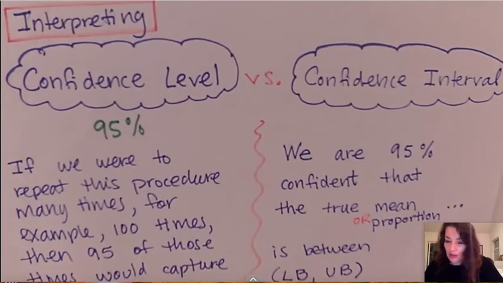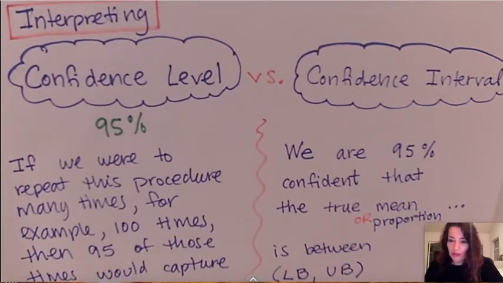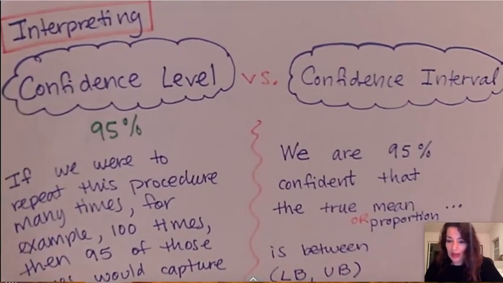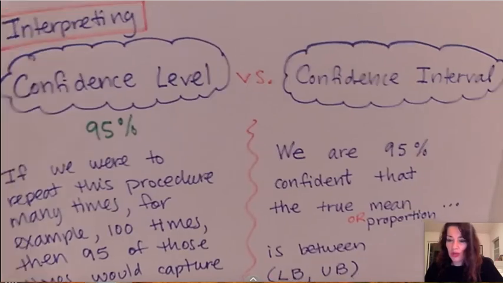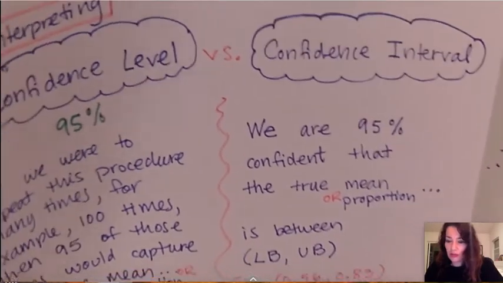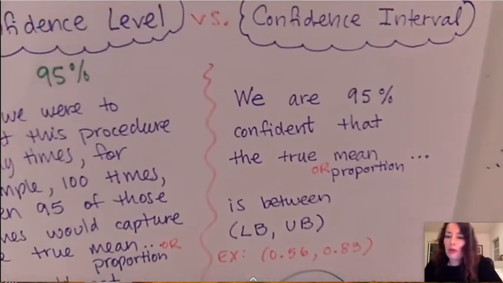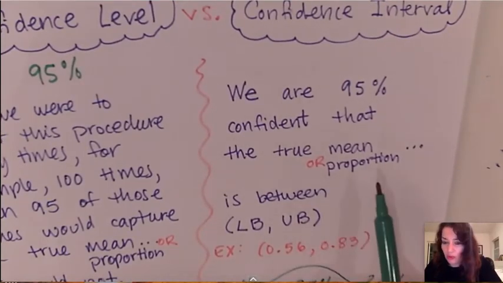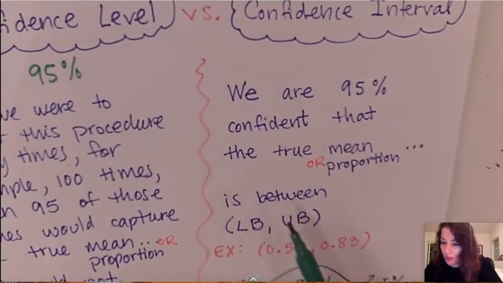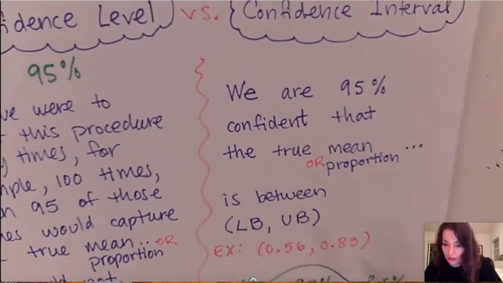Let's say you're asked to create a confidence interval of some sort, let's say 95%, and you state and check your conditions, you show all your work, and then you state in your conclusion something like, we are 95% confident that the true mean or the true proportion is between some lower bound and upper bound, let's say 0.56 and 0.83. That's how you interpret your confidence interval.